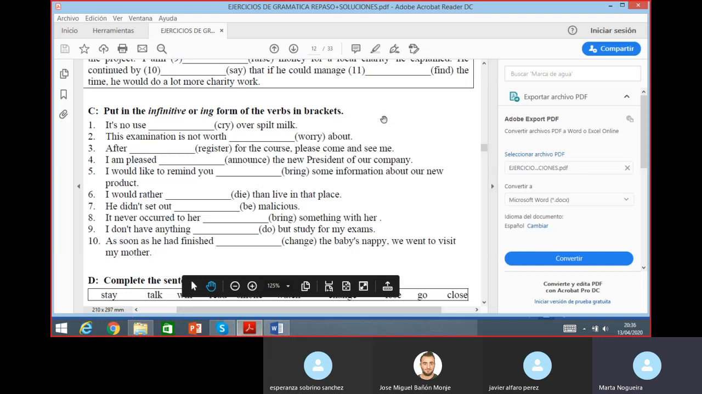Number seven. He didn't set out to be malicious, so he didn't mean to be malicious, no pretendía. Eight, it never occurred to her to bring something with her. Nine, I don't have anything to do but study for my exams. And the last one, as soon as, tan pronto como, he had finished changing, finish, we have ing, the baby's nappy, nappy es un pañal, we went to visit my mother. Okay, questions?